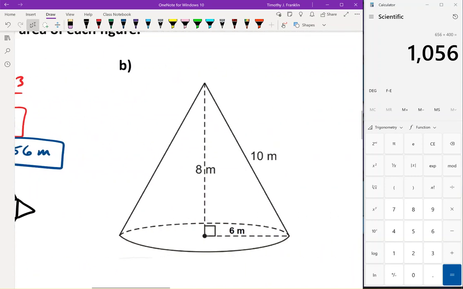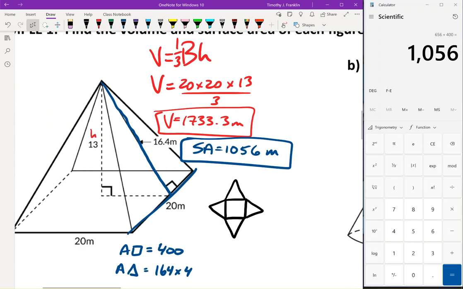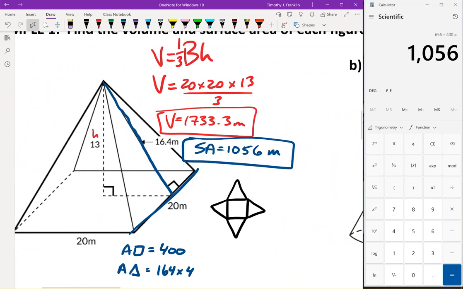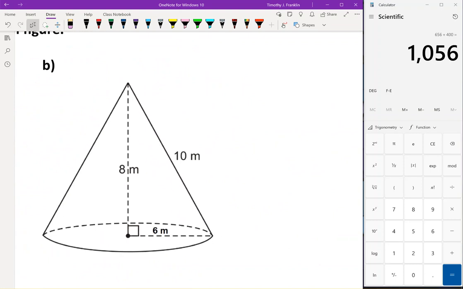Let's try the cone. The cone is a little more straightforward, I think. So the square pyramid, pretty simple, but you do have to remember to add up all 5 sides. And the cone, we're just going to use a formula. So the volume is, again, 1/3 area of the base times height, same as the pyramid. So the area of the base is the circle with a radius of 6. So that's pi times 6 squared times the height of the cone, which is 8. So times 8, all divided by 3 for the 1/3.